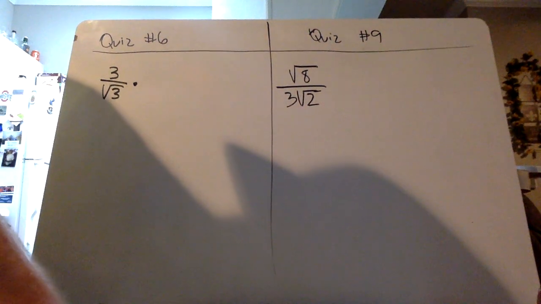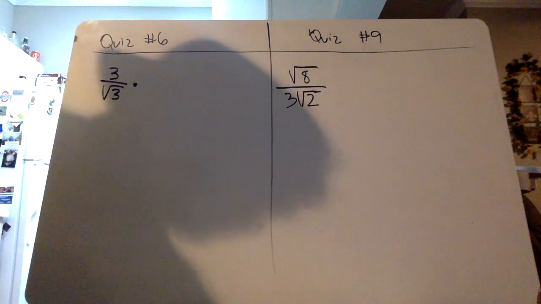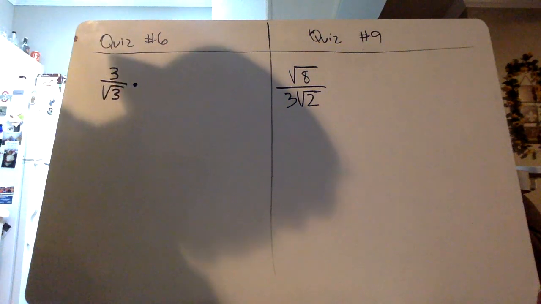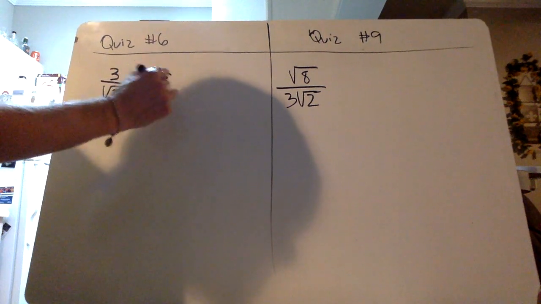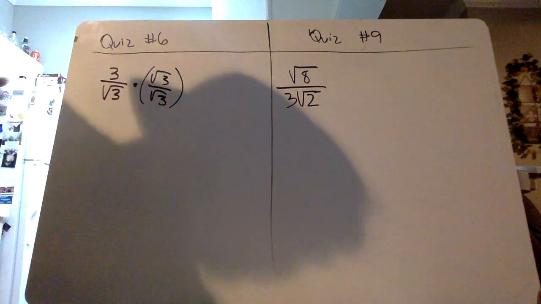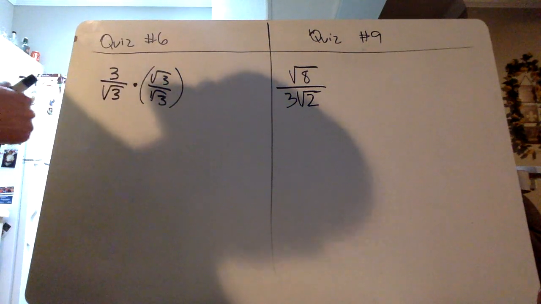All right, so anyway, without further ado, let's go ahead and go over these problems. This is number 6 on your quiz. If you missed this one, this was 3 square root of 3. Remember, you are multiplying by square root of 3 over 3. So that would be your first step. Remember, that's a fancy version of 1.